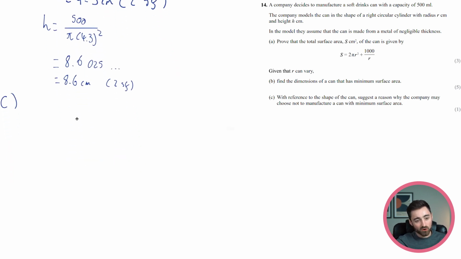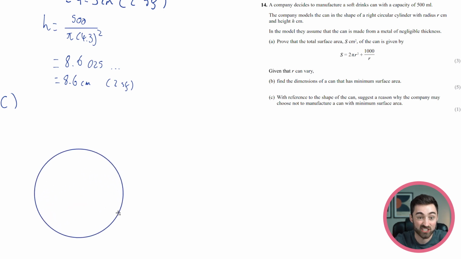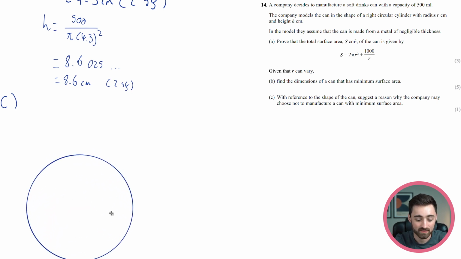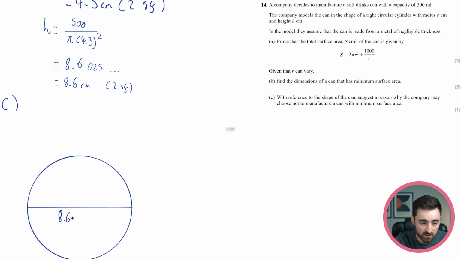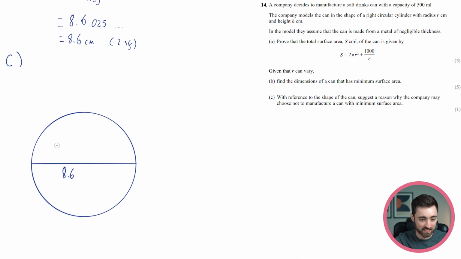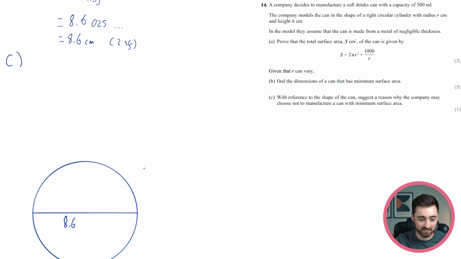Well, if r equals 4.3, then the diameter is actually 8.6, isn't it? So it's 8.6 centimetres across. But then it's also 8.6 centimetres upwards, isn't it? So I don't know, you've got a bit of that going on. That's probably a bit weird, I think.